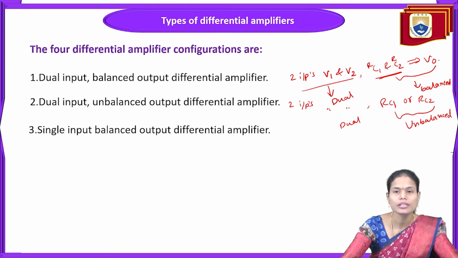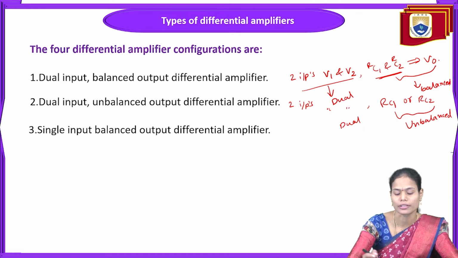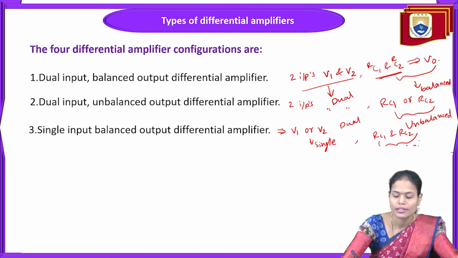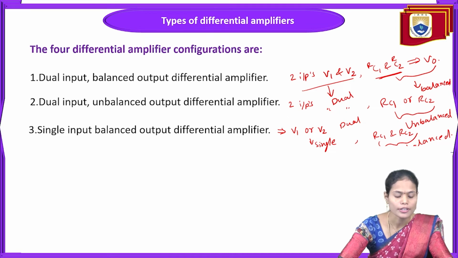And the third one is the single input balanced output differential amplifier. In this case we provide the input for either V1 or V2 only, that is at the base of the Q1 transistor or the base of the Q2 transistor, but not at the same time. Any one input we are providing here, so that's why it is called single input. While coming to the output, we are again taking the common point between the collector of the first transistor and the collector of the second transistor, so it is again a balanced output. Overall, we can say it is the single input balanced output differential amplifier.